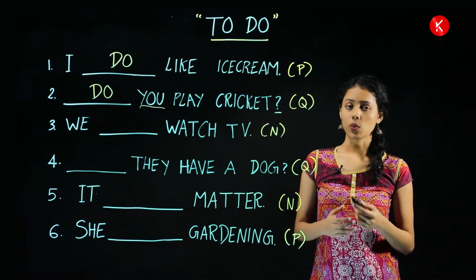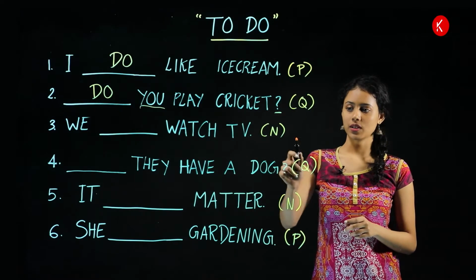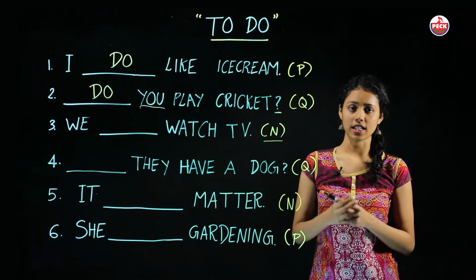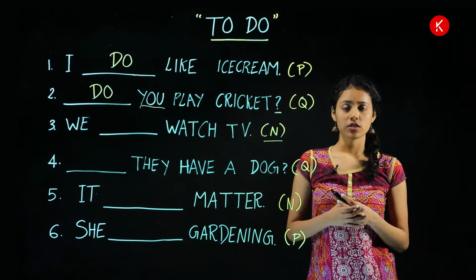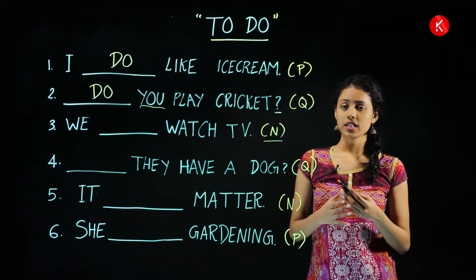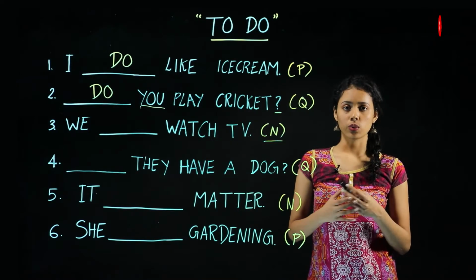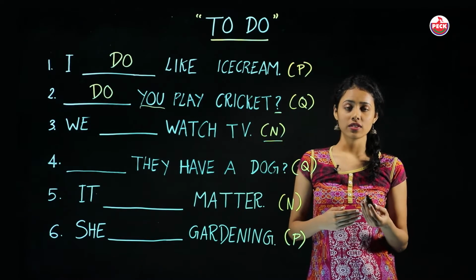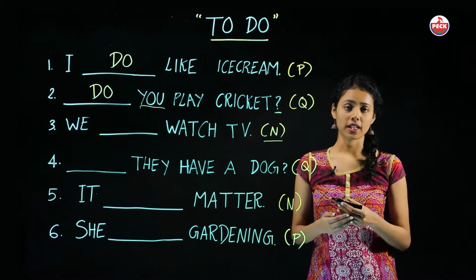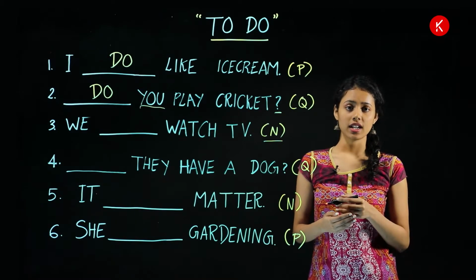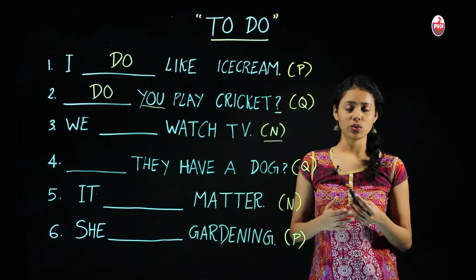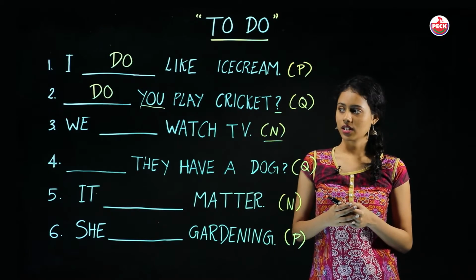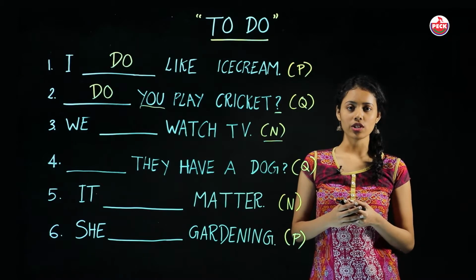Let's look at the next sentence. We blank watch TV. And here we're required to make it in the negative sense. So what would be the form of the verb to do? The positive form would be we do. So when you change it to negative, we learnt that do becomes don't and does becomes doesn't. Since here we're using do, it would be don't. So we don't watch TV.